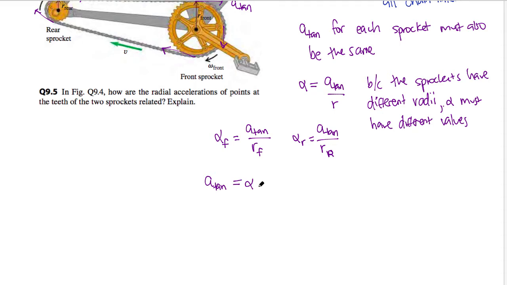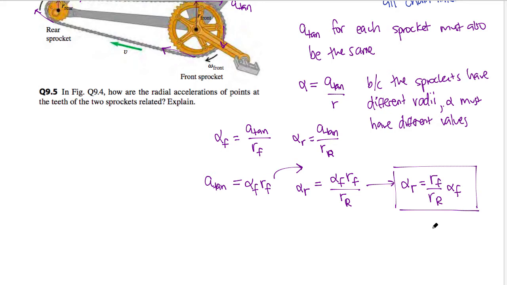So I have angular acceleration of the front sprocket times the radius of the front sprocket, and then I just plug that into what I have here. So I have alpha, the angular acceleration of the rear sprocket, is equal to alpha of the front sprocket times really what ends up being the ratio of the radii. So I can rewrite this and say that alpha of the rear sprocket is equal to the ratio of the rear and front radii times the alpha of the front radii.